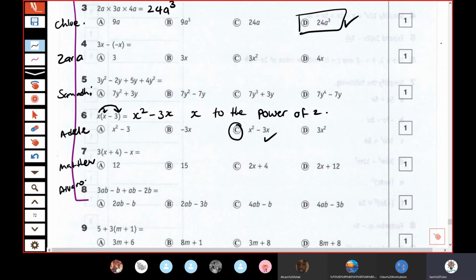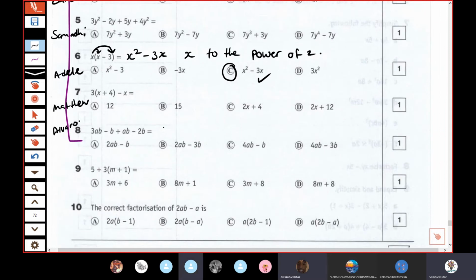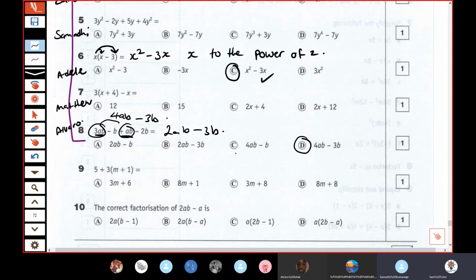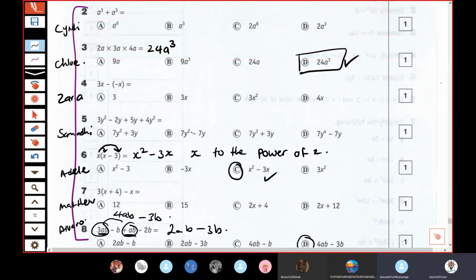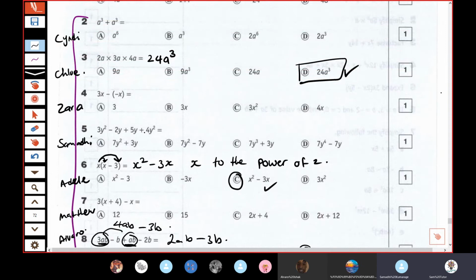Alvaro, yep. This one? I got 2AB minus 2AB. 3B. Minus 3B. So close. Incorrect. 3AB plus AB. Oh, wait, is it C? It's not C, sorry, it's D, isn't it? Because 3 plus 1, 4AB. Minus B minus 2B. You got that bit right. Minus 3B. Sam, I'm done. Yep, go ahead. For question 5, I got 7y squared plus 3y. Too easy.